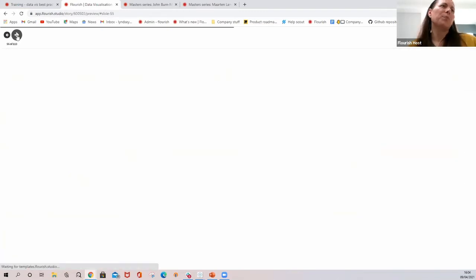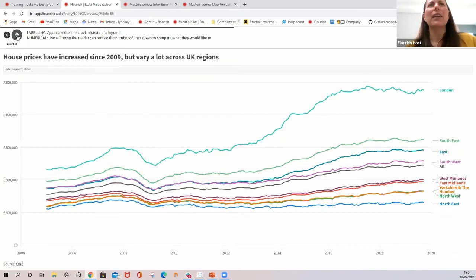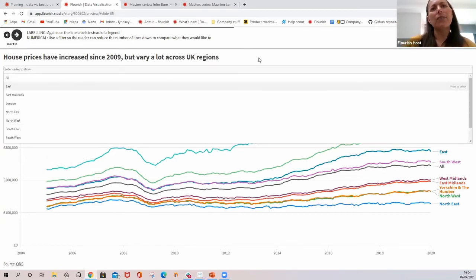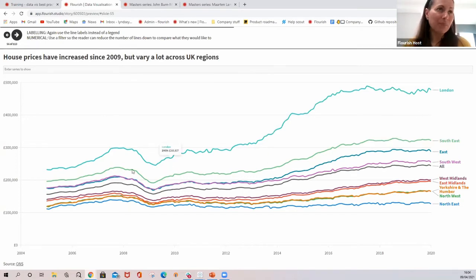So first of all, we're going to have a think about our labels and do the same as what we did before. So getting rid of our legends, putting our labels directly on the chart in the same color as the series. Again, with the example before, putting a filter in so that people can select different areas to compare, because there are a lot of lines on this chart. Again, all these things are really helpful in Flourish to give people, the reader, control over what they want to see.